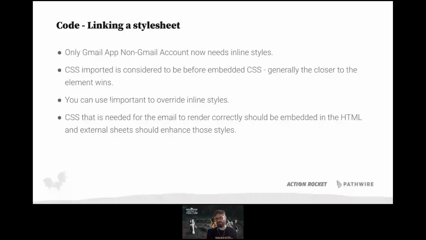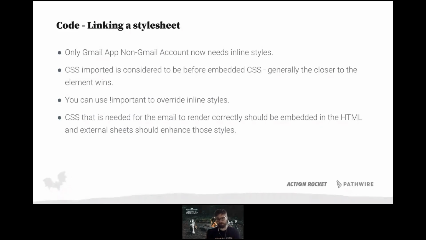So the way I like to think of it is the thing that's closest to your element is normally what styles it. So anything that you want to style your element that needs to be there, even if the external style sheet didn't load, or if it was opened in the Gmail app non-Gmail account, should be inline styled. And then the embedded styles and the styles from an external style sheet should only be used if you want to enhance the HTML. But of course, you can use important to override inline styles and embedded styles. So if you have an ID which has super specific specificity in CSS, you could add an important on that on an external style sheet, and that would still affect your HTML.